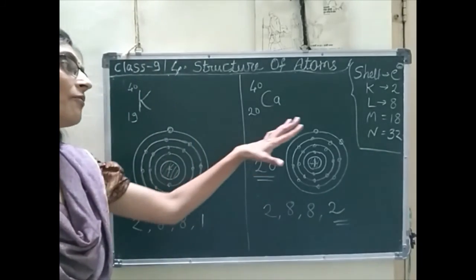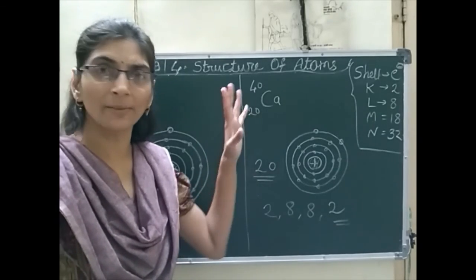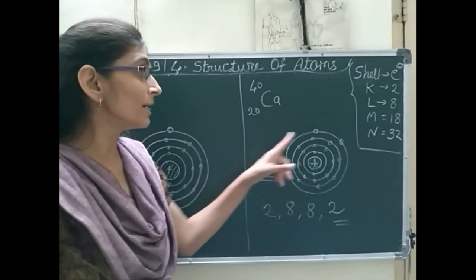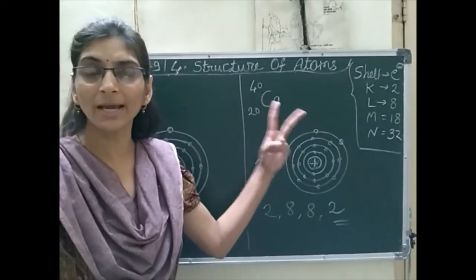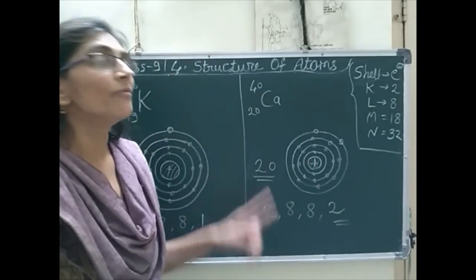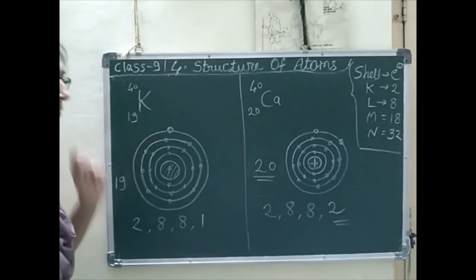So that 2 electrons are present in the fourth shell, the outermost shell. How many valence electrons are here? Means how many total electrons are present in the valence shell or outermost shell? Here 2 electrons are present in the outermost shell. That's why valence electrons are 2 here and 1 in potassium.